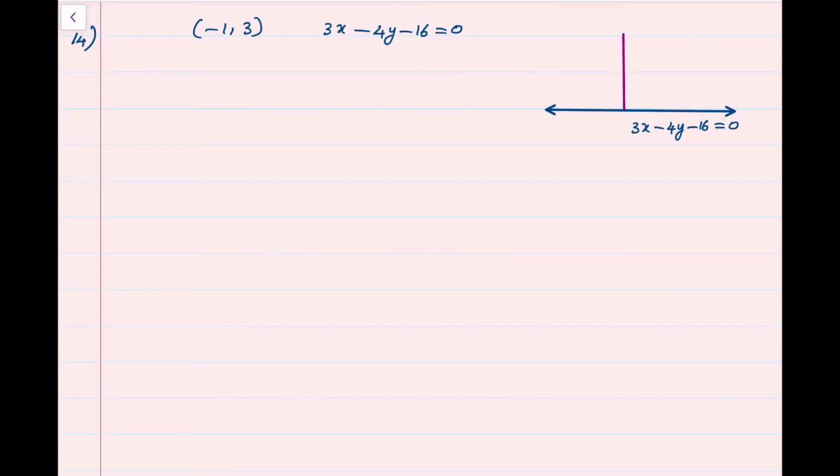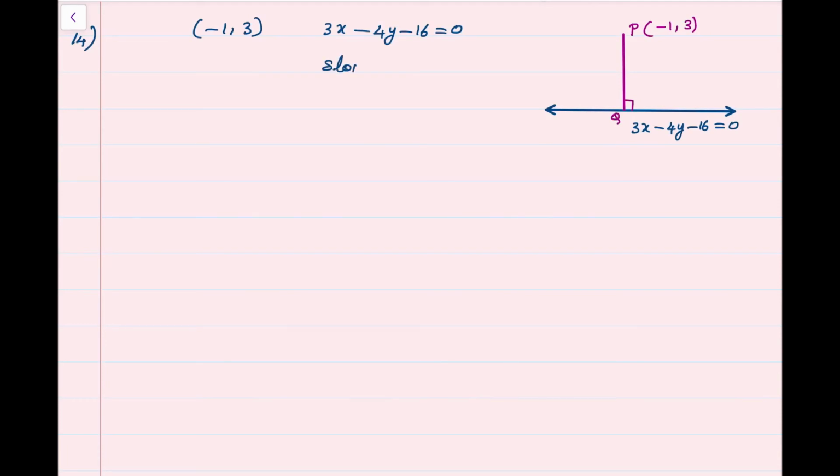Question number 14. Find the coordinates of the foot of the perpendicular from the point minus 1, 3 to the line 3x minus 4y minus 16 equal to 0. The line equation is 3x minus 4y minus 16 equal to 0. We have to find the foot of the perpendicular. We will take the given point as P and Q is the foot of the perpendicular.